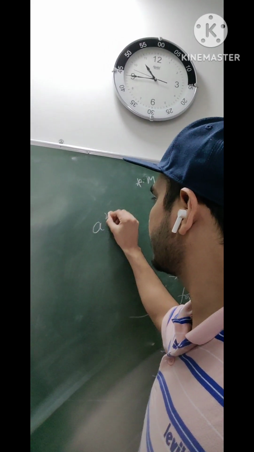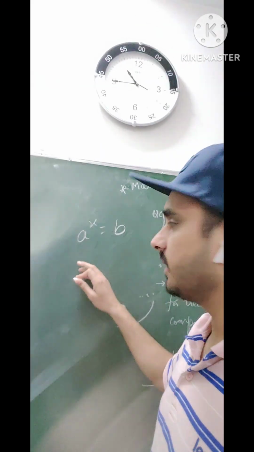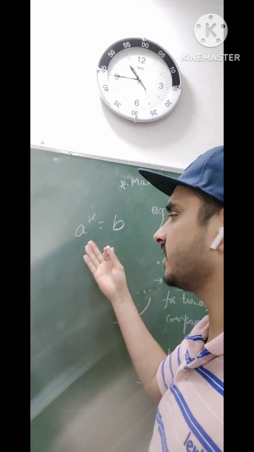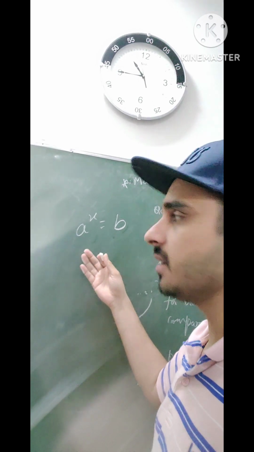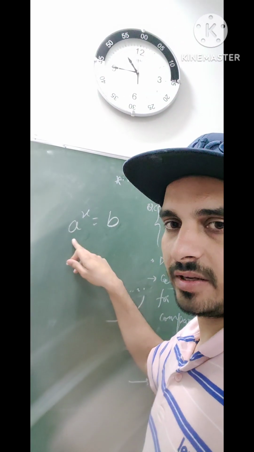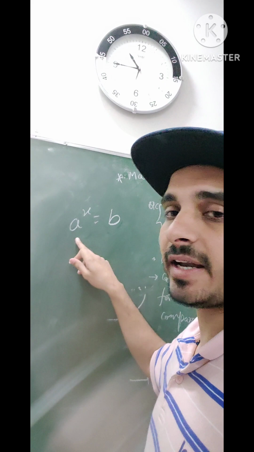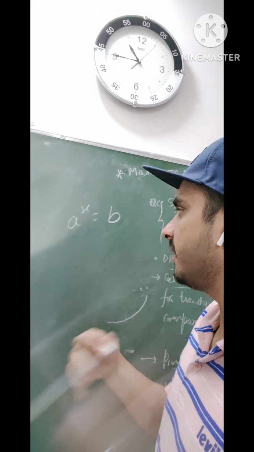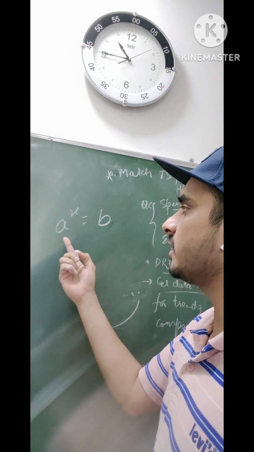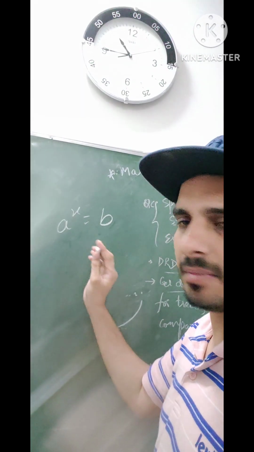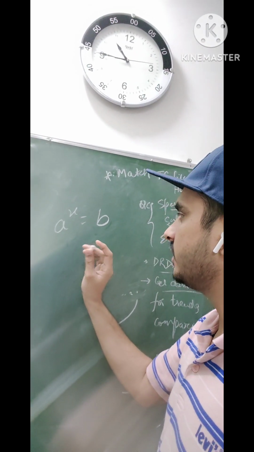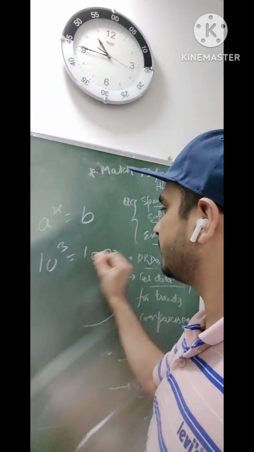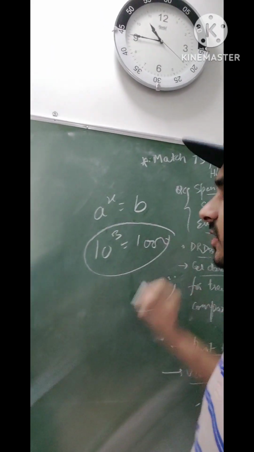See, a raised to the power x equals b. This is an exponential function provided a is greater than 1. Whenever we want to see whether a function can be categorized as an exponential function, we need to see what the value of a is. If the value of a is greater than 1, then it will be treated as an exponential function. Why is that the case? There is a reason for that. I'll be telling you in an upcoming video whenever I get time. So this will be an exponential function if a is greater than 1. x can be any value, positive, negative, 0 also. So suppose 10 raised to the power 3. This is 1000. 10 is greater than 1, so this is your exponential function.